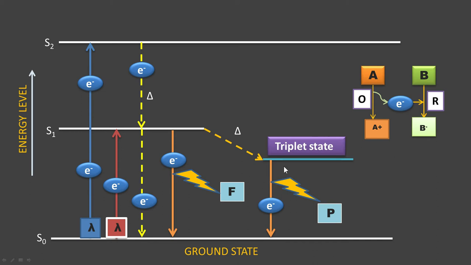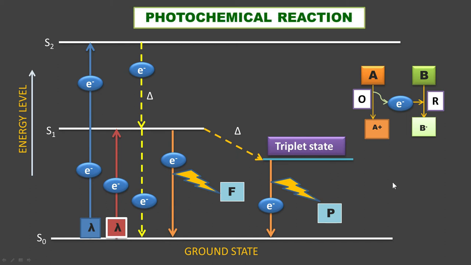And that is happening only because the triplet state gives electrons a chance to interact with other molecules, and then a chemical reaction takes place, which is powered by light and is known as a photochemical reaction. This term is very important. Please remember that.